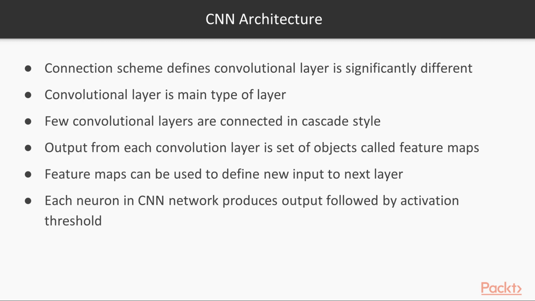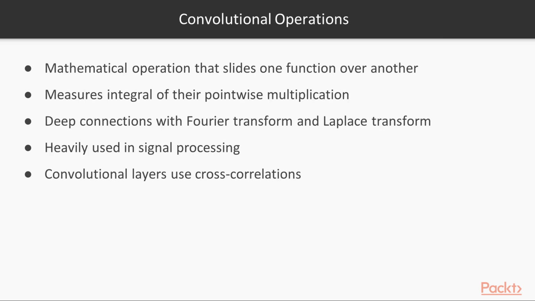The output from each convolution layer is a set of objects called feature maps that are generated by a single kernel filter. Then, the feature maps can be used to define a new input to the next layer. Each neuron in a CNN network produces an output followed by an activation threshold, which is proportional to the input and not bound. Next, we will see convolutional operations.